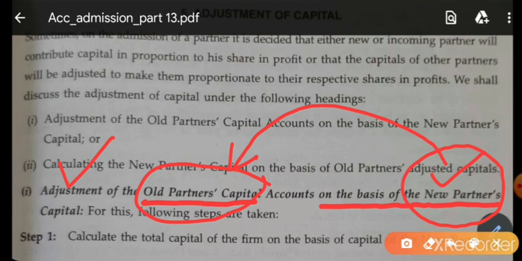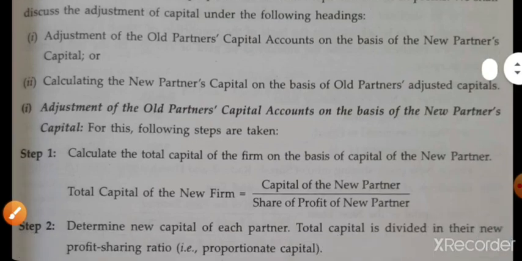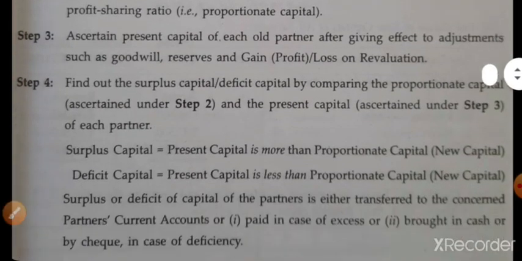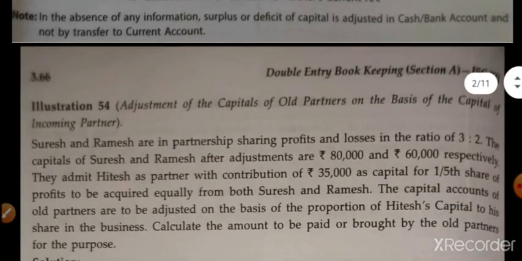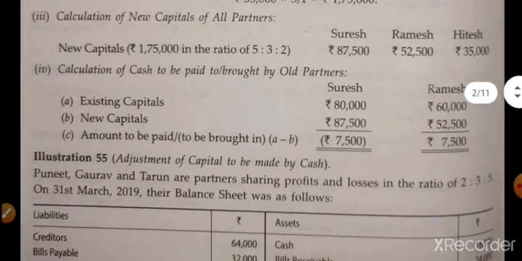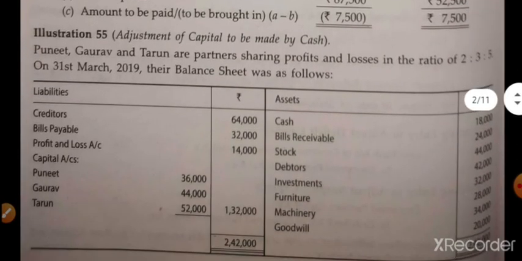But today we will do the first part of this topic, that is, adjustment of old partners' capital on the basis of new partner's capital. New partner's capital is given in these questions, and we will try to adjust the capitals of old partners according to it. So we will do illustration number 55. You can see in your book, maybe the illustration number will be different.